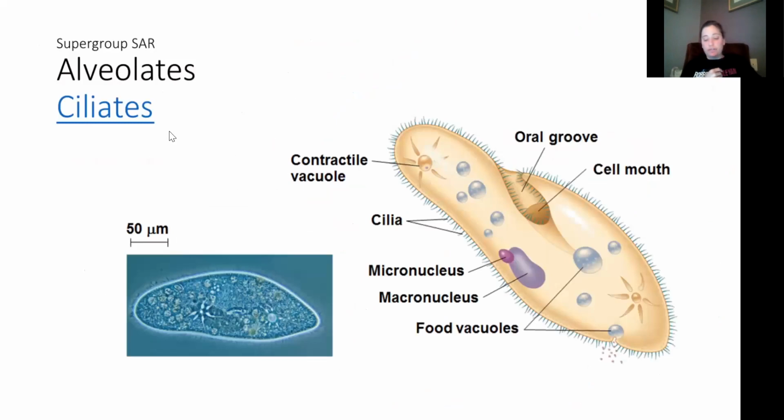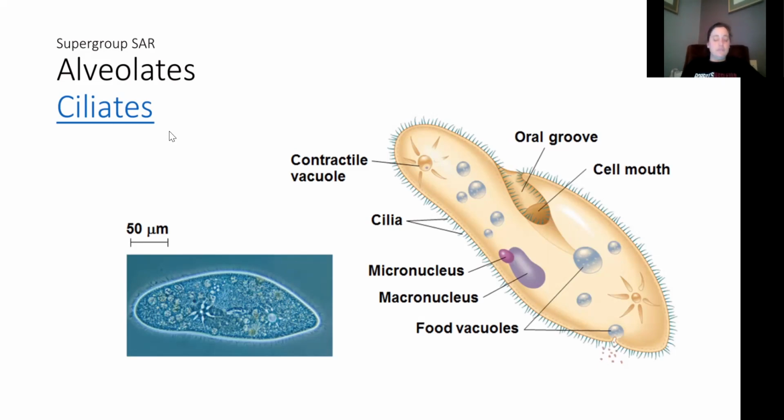The last group of alveolates in the SAR group that we're talking about, the last clade, are the ciliates, which we looked at in lab, and some of you saw. If you did not see any paramecium, there is a video on Moodle that shows paramecium swimming around. They're cute too. I think I say that about all of them.